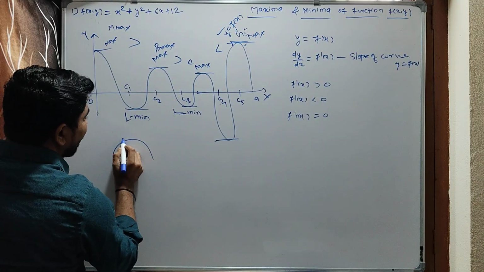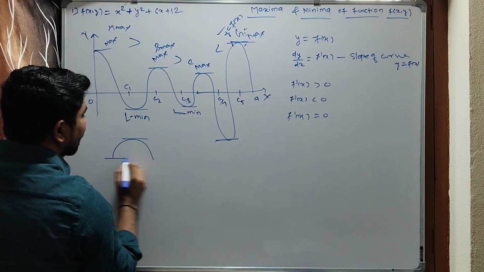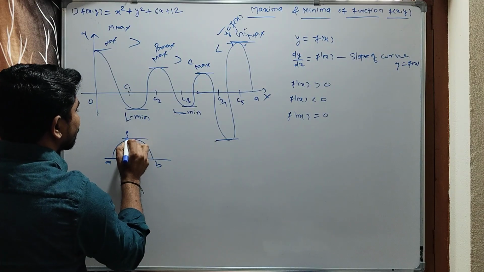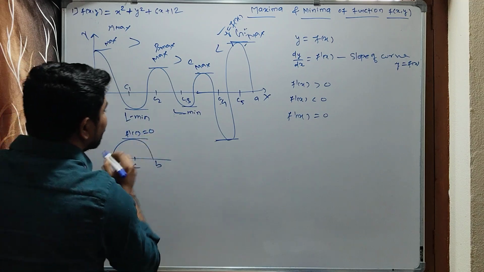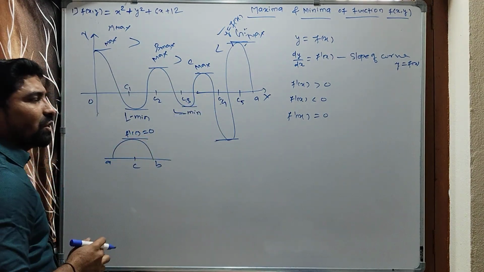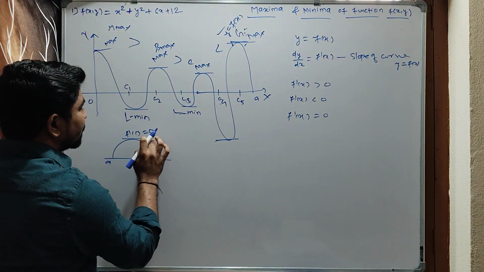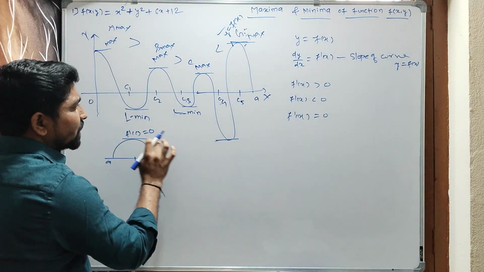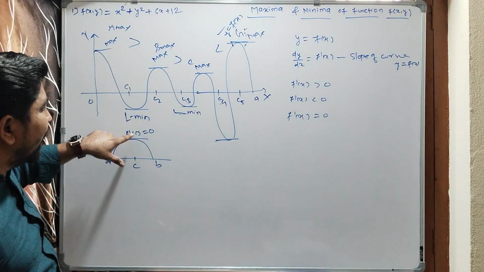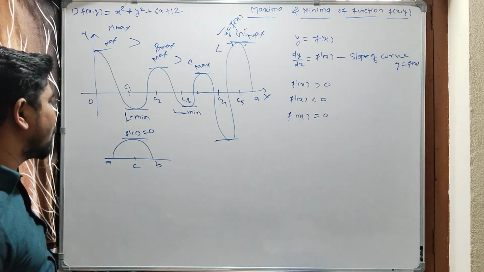Let's say this is my tangent to the curve. Let's say I am taking the closed interval a to b, and here I am taking a point c. So this is my f dash of c equal to 0, or you can say f dash of x equal to 0. At this point, this is my slope. This slope is f dash of c equal to 0. This is the slope of the tangent at this point, and this tangent is parallel to the x axis, meaning the slope is 0.